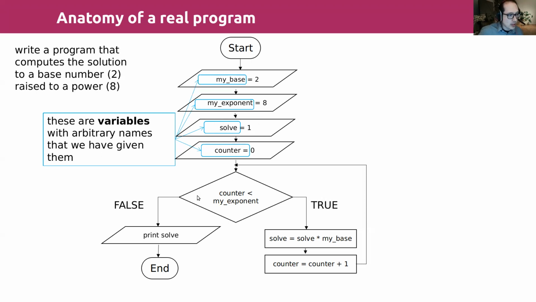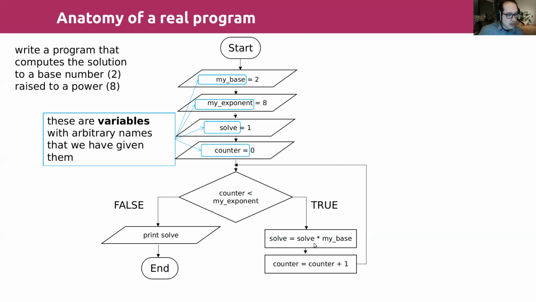And the way this program works is it's going to check first that the counter is still less than the value of the exponent. And then it's going to execute a loop, perform some operations, and then repeat this decision here. Presumably the value of counter is going to change until at some point this condition will no longer be met, in which case it will take the false route here, print out the answer, the variable which we called solve, and then end the program.